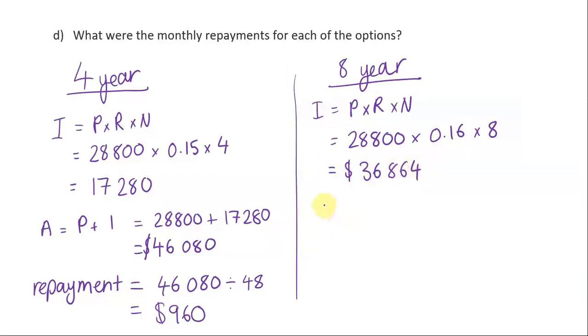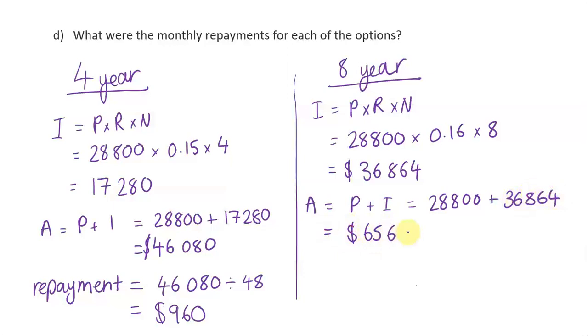$36,864. To find the total amount that's going to be repaid on the 8-year repayment plan, that's our principal plus the amount of interest that is charged. The principal was $28,800. The amount of interest that will be charged over 8 years is $36,864. And so the total amount that would have to be repaid is $65,664. That's the total amount that would need to be repaid.